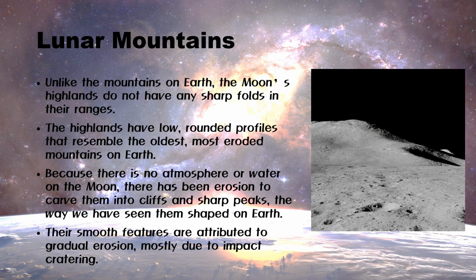These smooth features are attributed instead to gradual erosion, which is mostly due to impact cratering, because when an impact happens, it still throws up material into the moon's non-existent atmosphere that eventually comes down and pelts these surfaces to smooth them out.